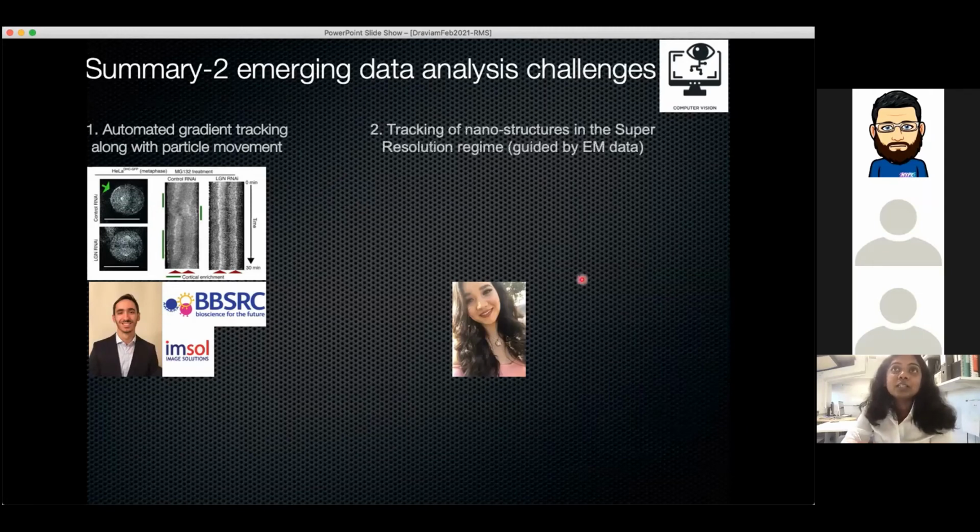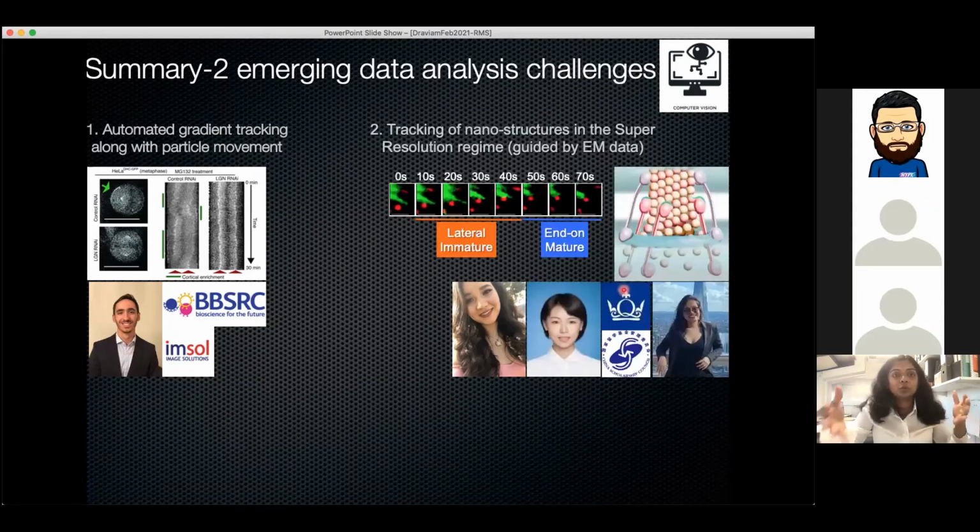We are also interested in tracking nanostructures in the super resolution regime. All the studies that I've shown you so far use deconvolution microscopy, confocal microscopy, or electrically tunable lenses. But we are also interested in understanding structural changes of these objects using super resolution microscopy, because we can guide this analysis through electron microscopy data. So basically, connecting that gap between super resolution microscopy and electron microscopy at the spatial level.